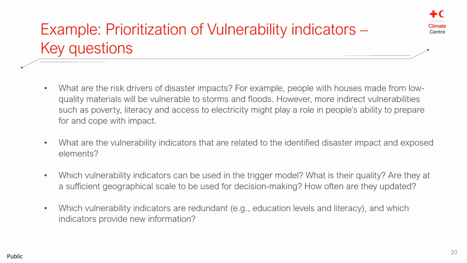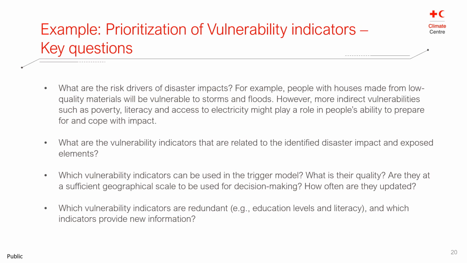And I think more and more it is important to look at the compound effects of risk. We don't want to look at a particular risk in an isolated way, but we really want to understand the interconnections much better. We want you to look at what vulnerability indicators are related to the identified disaster impacts and exposed elements, and which vulnerability indicators can actually be used for the trigger model.